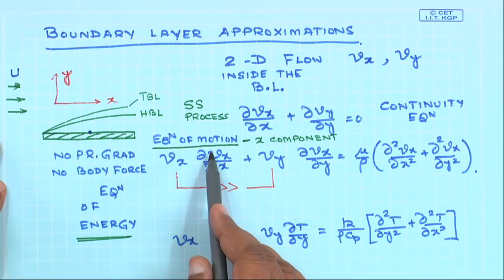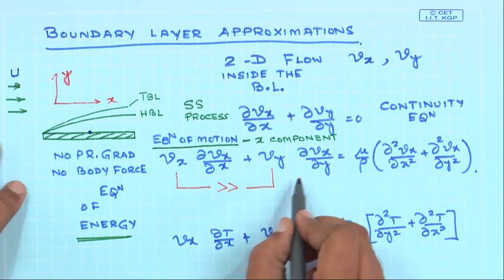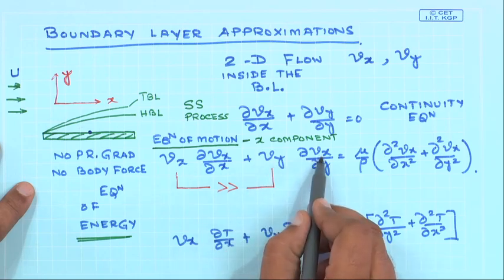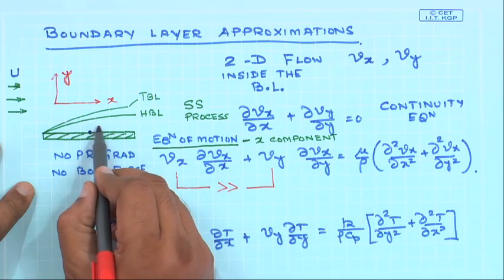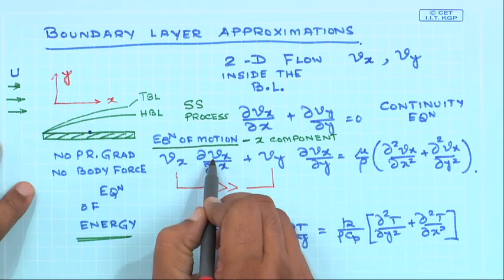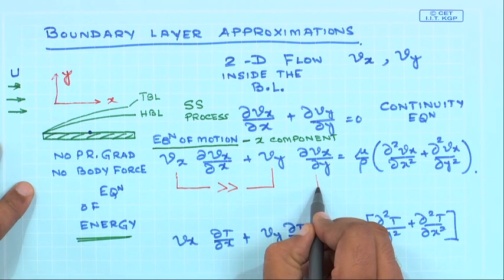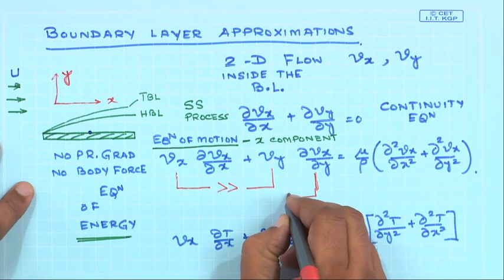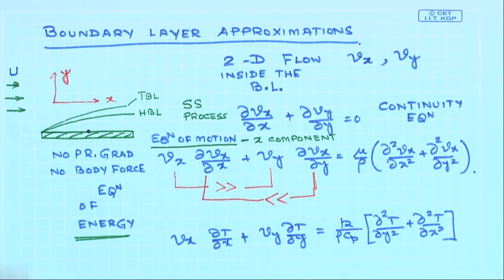So can we neglect the second term with respect to the first? We cannot do that, because Vy may be small, but the Vx varies drastically with y. The variation of Vx with y is going to be very large in comparison to variation of Vx with x. So this part is going to be very large in comparison to this term.